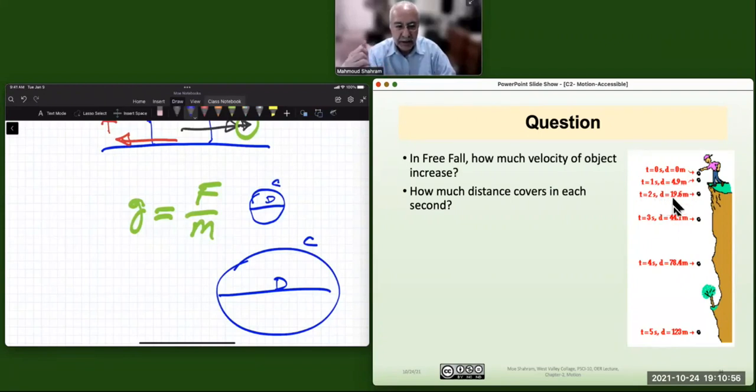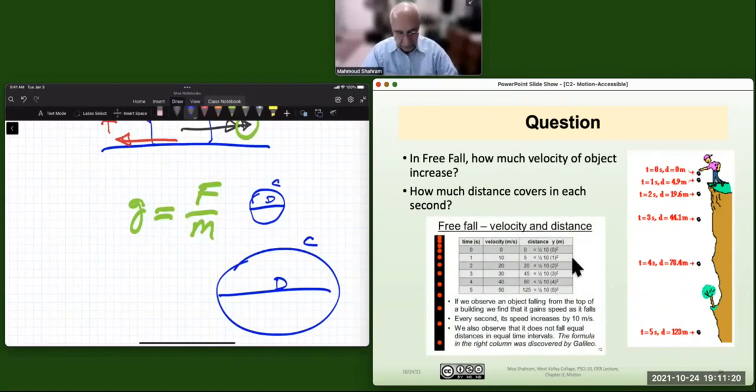At 2 seconds is 19.6. At 3 seconds, you have 44.1. At 4 seconds, you have 78.4. And in the 5th second, you have 123 meters. So you see the distance is changing not linearly.